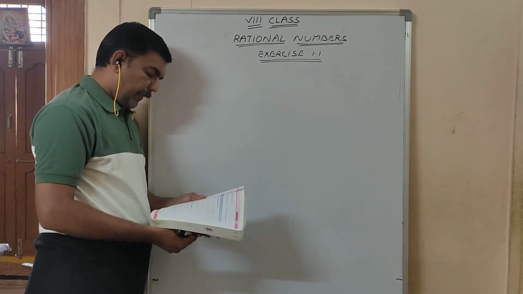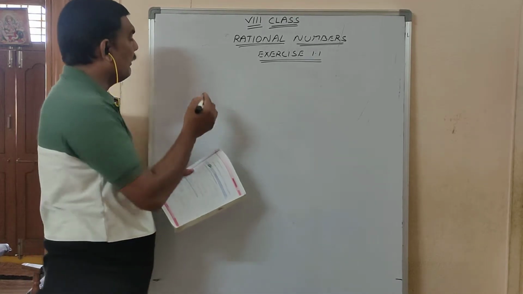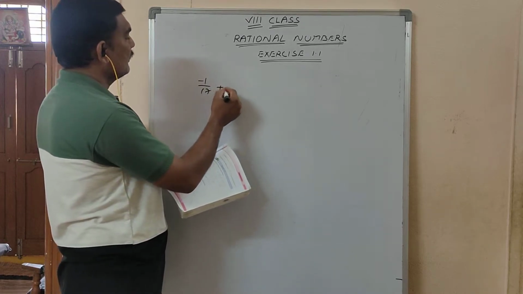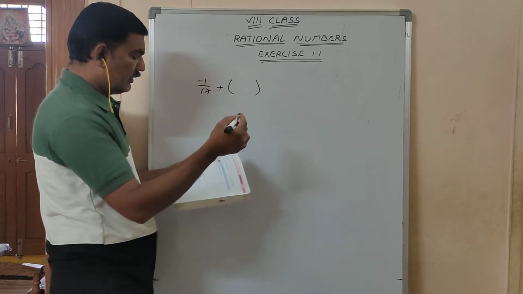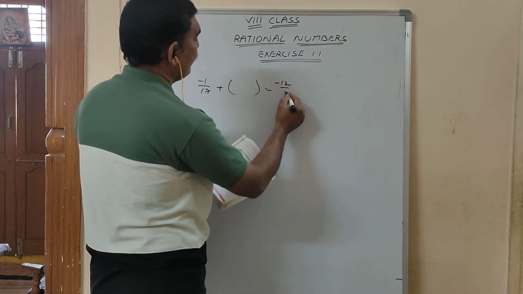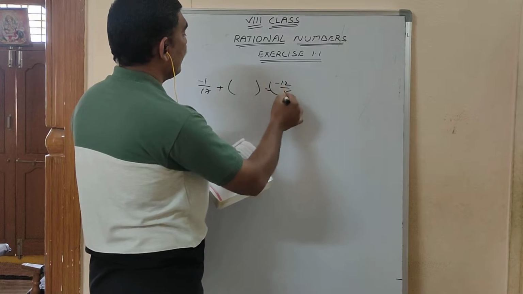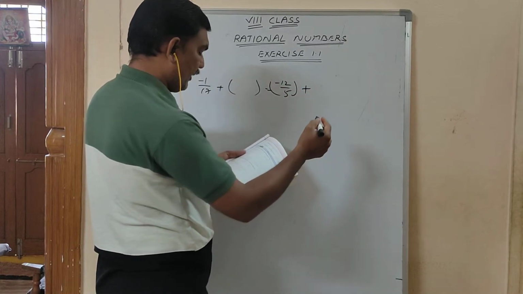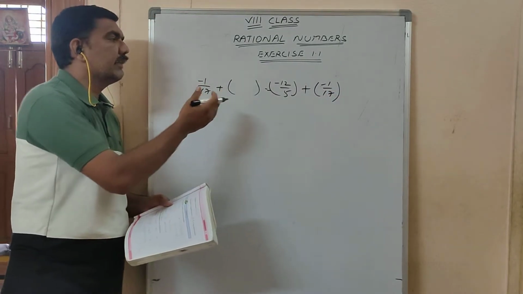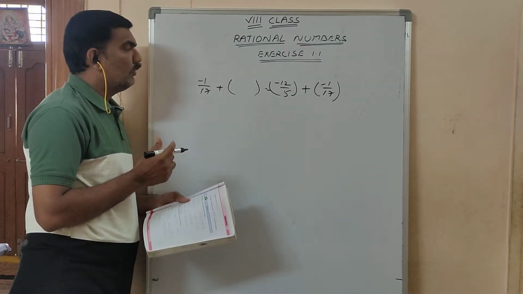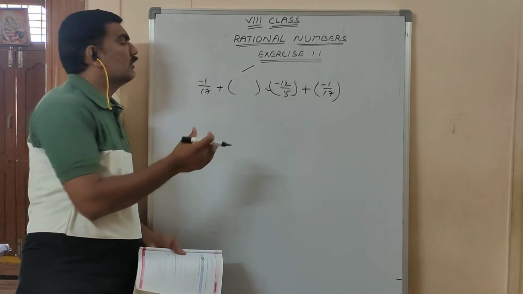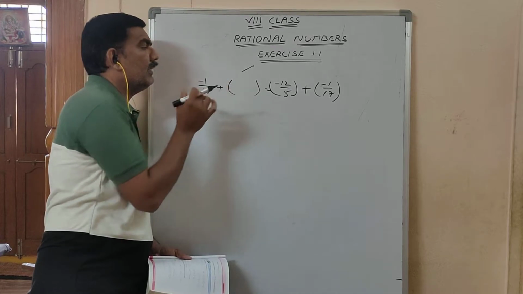Fill in the blanks. He asked to fill the blanks: minus 1 by 17 plus some blank given here is equal to minus 12 by 5 plus, within the brackets, minus 1 by 17. Now see here, they have given it like this. What you have to do is fill in the blank. Some blank is there here, you have to fill this one.